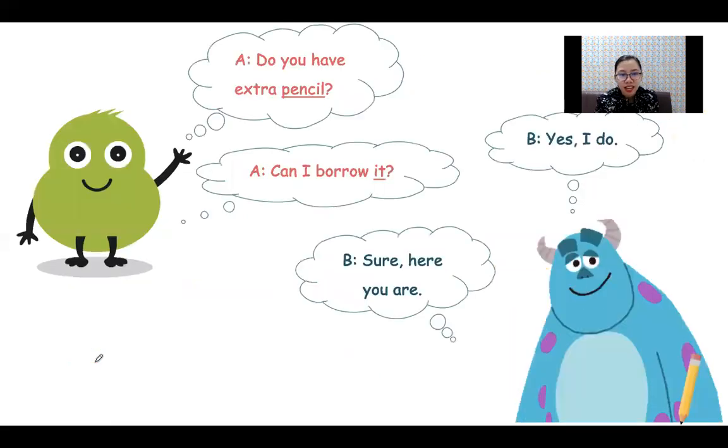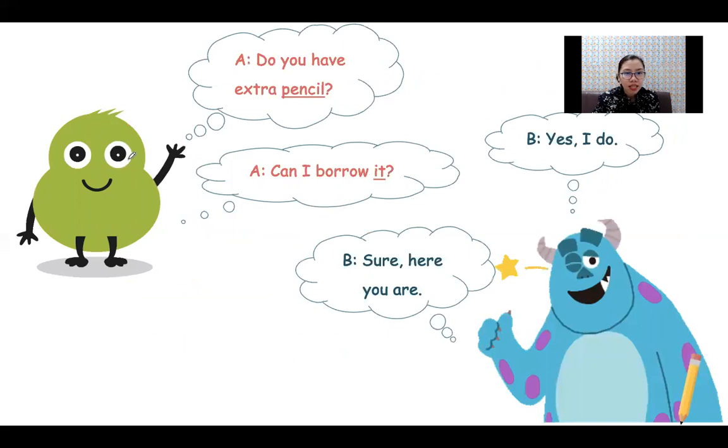Okay, all right, next. Example. For example, A has a pencil. So A will say, do you have extra pencil? B: Yes, I do. Okay, A again: Can I borrow it? Sure, here you are. Okay, borrow, lend. All right, next.